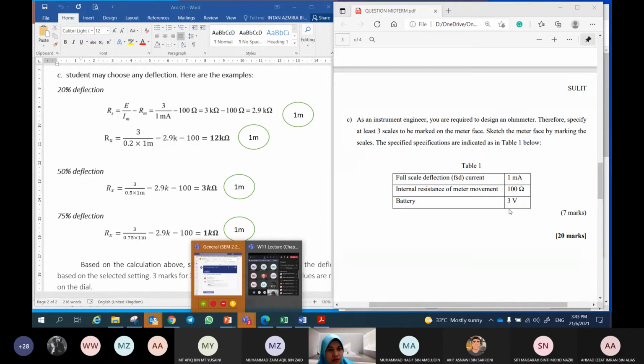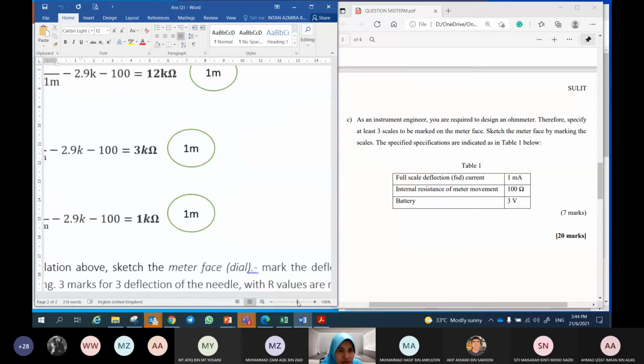Now let's try for 20. Up to you, you can use any deflection. Let's say 20% deflection, so now the current will become only 20% of the full scale. So 3 divided by 0.2 multiplied with 1 milliamp, minus 2.9K, minus RM 100, you get this. So at 20% deflection, the RX is 12K. Same goes for other deflections. Let's say you try 50%, 3 divided by half of the current, and then minus the RS minus RM, we get this. And then let's say you try for 75% of the deflection, so it will become this.